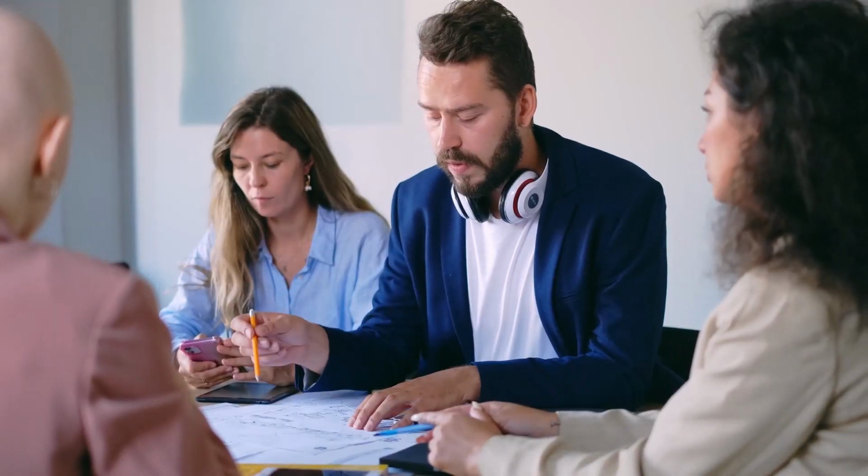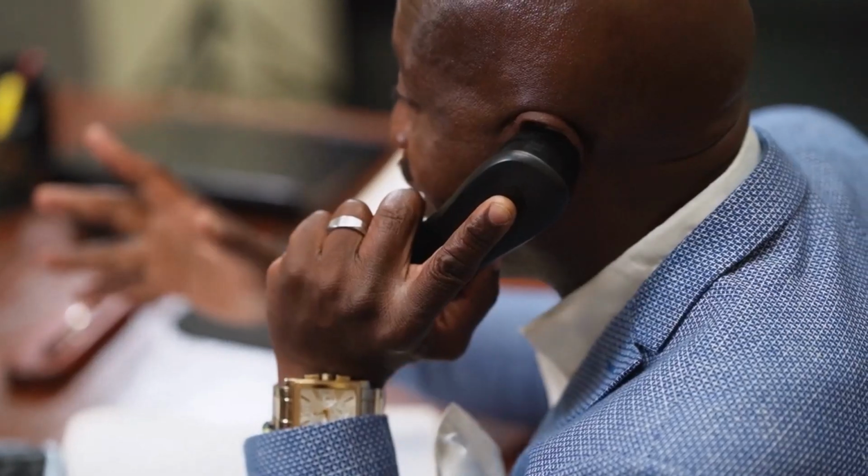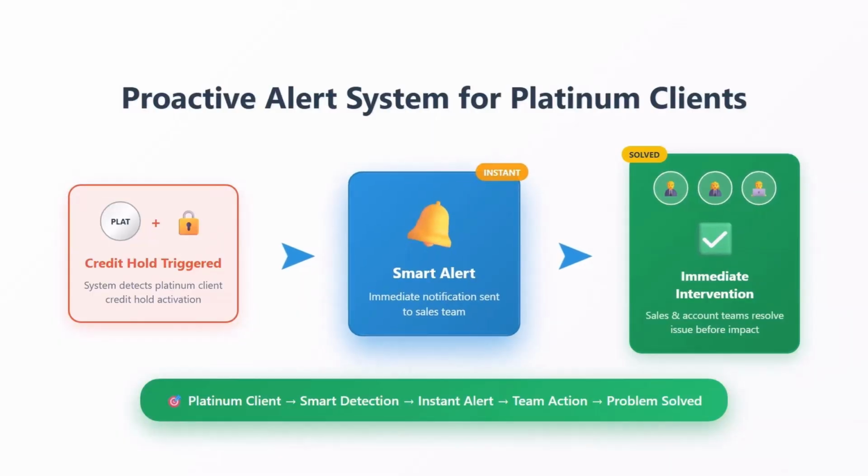The biggest issue is that the sales and account management teams are often unaware this has happened. As Mrs. Gill told us, "My team only finds out about a problem with a top client when that client calls to complain." This reactive situation is damaging to the business relationship. Our goal is to build a proactive alert system that notifies her team the instant a platinum customer is put on credit hold, giving them the chance to intervene immediately.